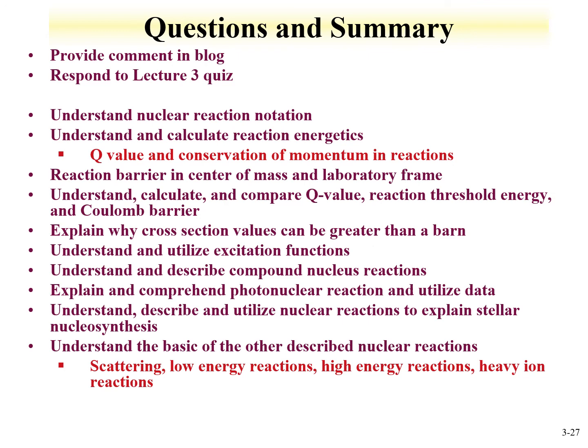You should be able to explain why cross-section values can be greater than a barn, with a barn being their physical cross-section. You should understand and utilize excitation functions, be able to describe what data you should use, which cross-section would be suitable as a function of energy, and why the excitation has the figure that it does. You should understand and describe compound nucleus reactions. You should explain and comprehend photonuclear reactions and be able to utilize photonuclear reaction data.